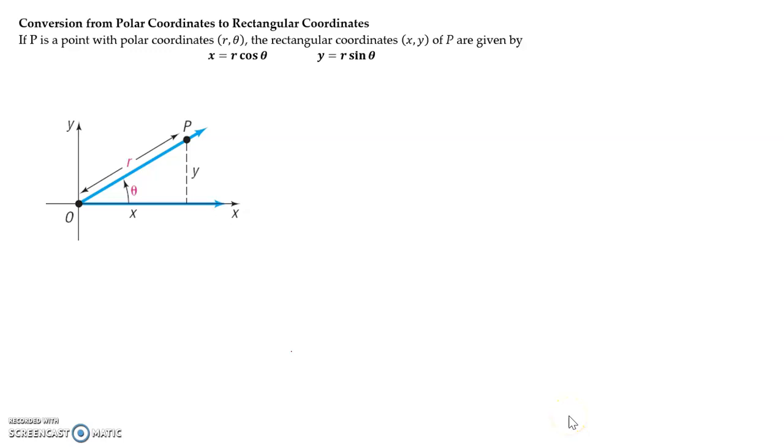Let's go ahead and talk about converting between polar coordinates and rectangular coordinates. With polar coordinates, remember that we're going to have an r value and an angle measure, so theta. When we're working with rectangular coordinates, that's where we have our x and y value for our point. So let's go ahead and take a look at our triangle here.